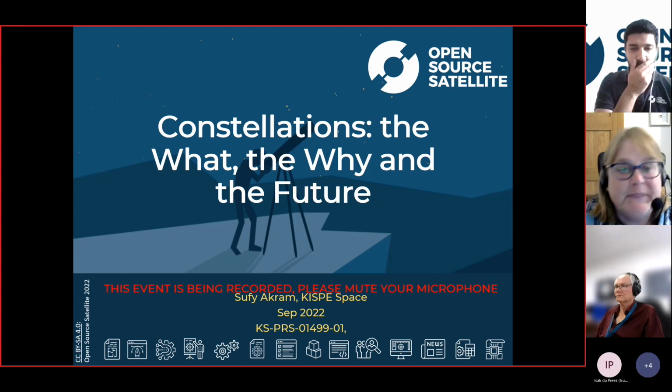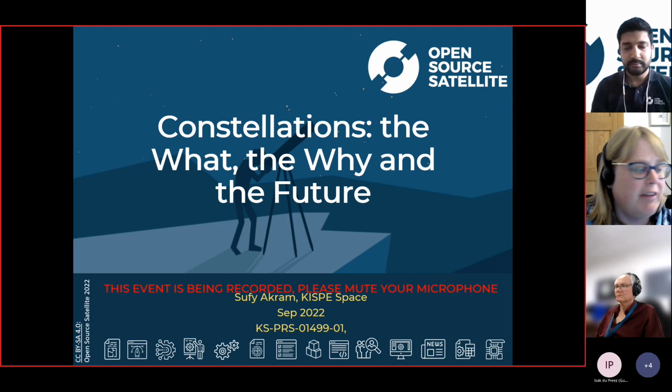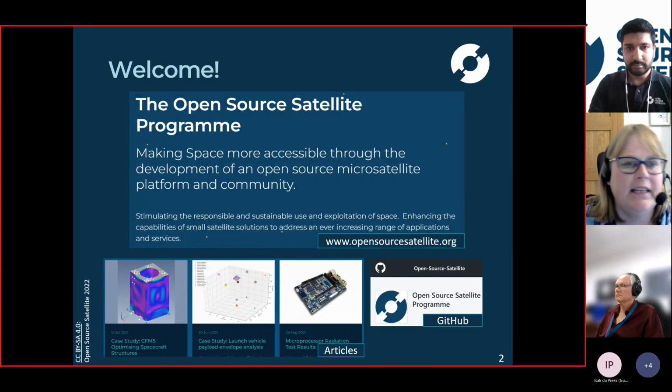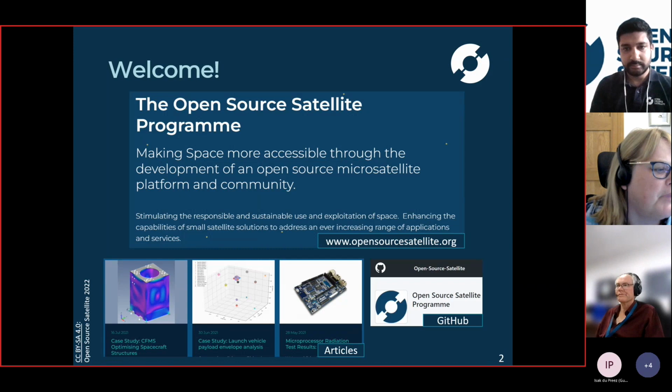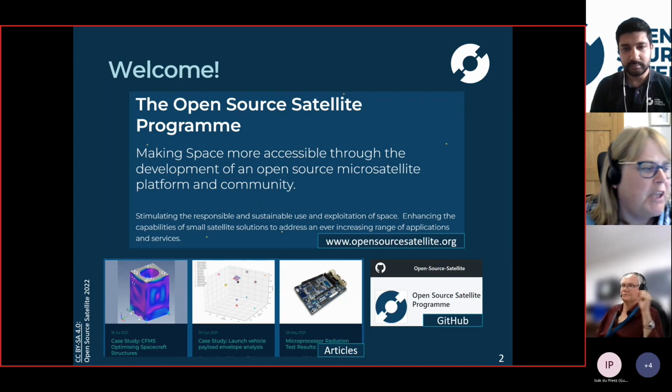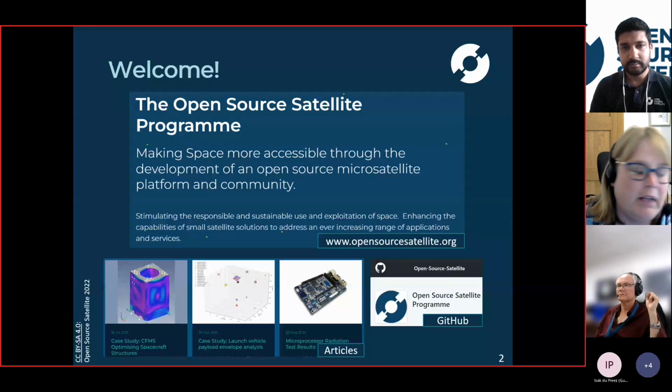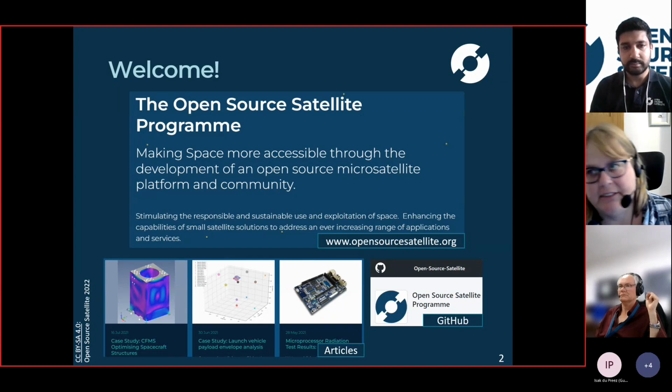The Open Source Satellite Programme holds regular meetups on a wide range of topics across the space industry, from applications through modelling, technical topics, science topics, hardware related, and anything in the wider space ecosystem. We've established the programme with the vision of making space more accessible and promoting the responsible and sustainable utilisation of space.